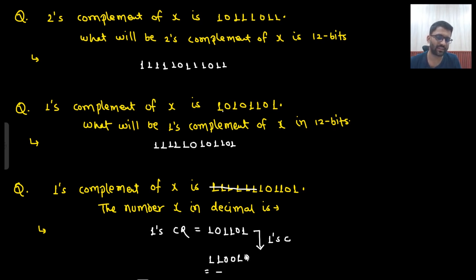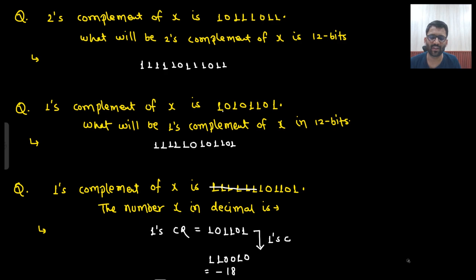So the negative sign is there, minus 1 2 4 8 16. So that would be minus 20. 1 2 4 8 16. So minus 18, sorry. 16, so minus 18. Okay.